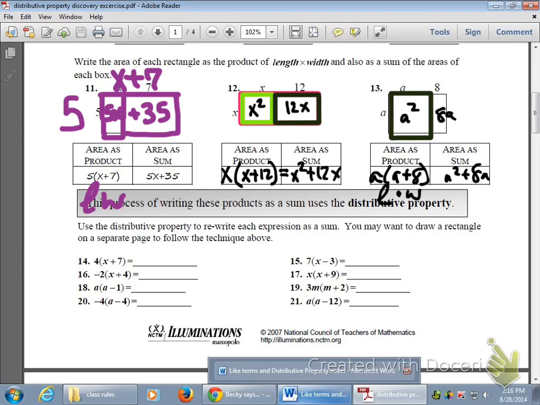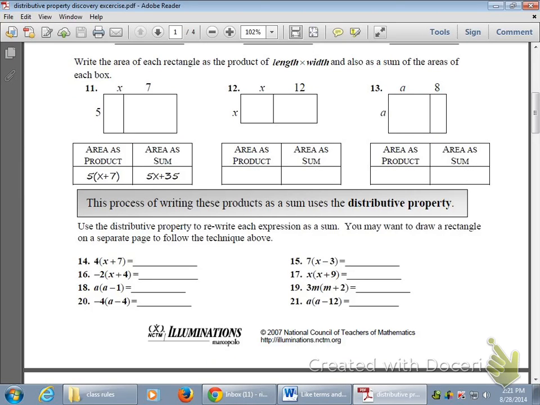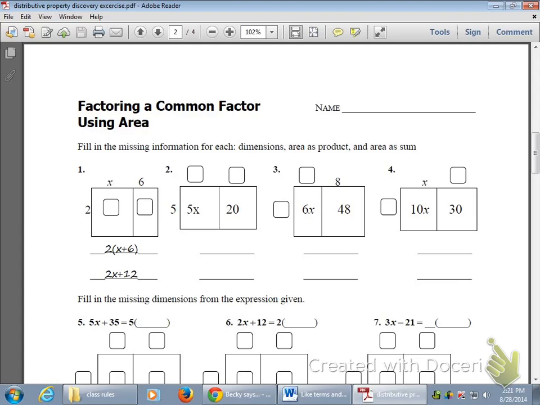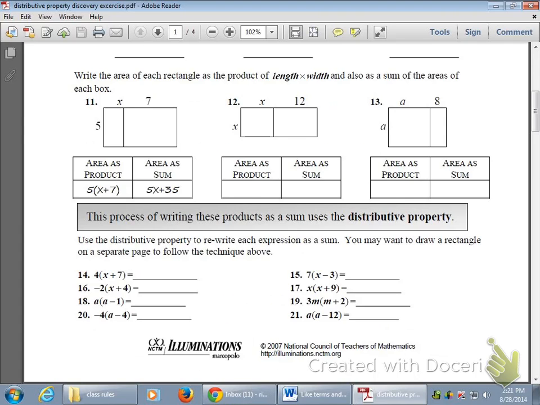Here's what I want to do. The first 6 problems, I ask you to model the distributive property. I can't use this. I need a blank. All right. It says model the distributive property using the area of rectangles.